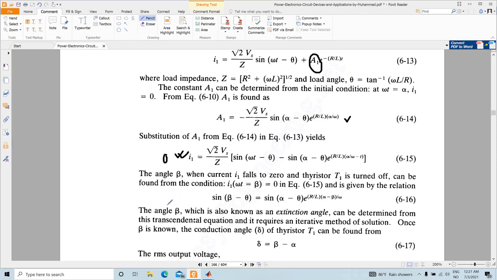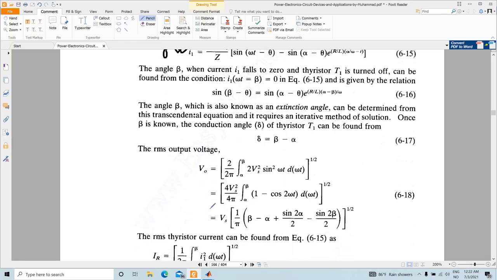And from that, once you calculate the value of beta, you can calculate the conduction angle delta. From beta subtract alpha, you get the conduction angle delta.